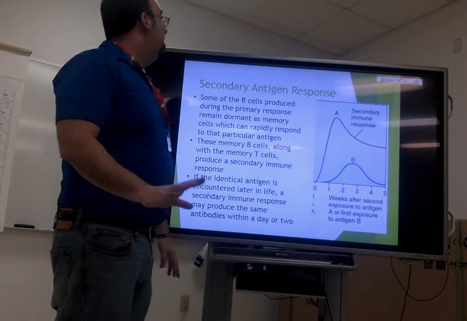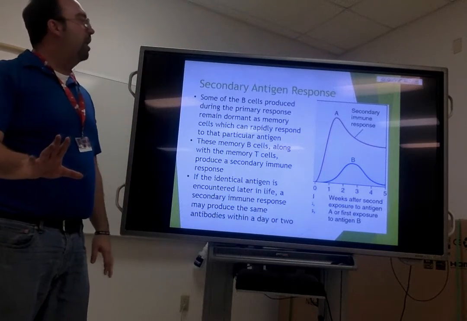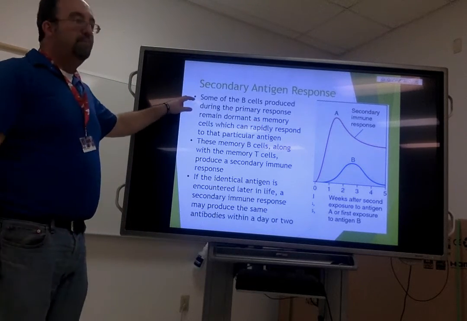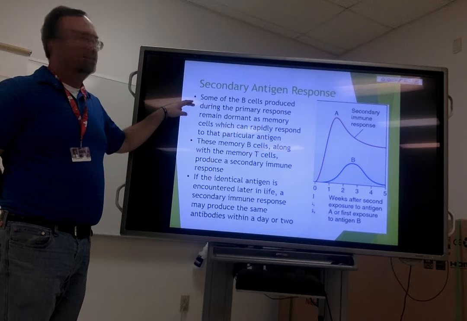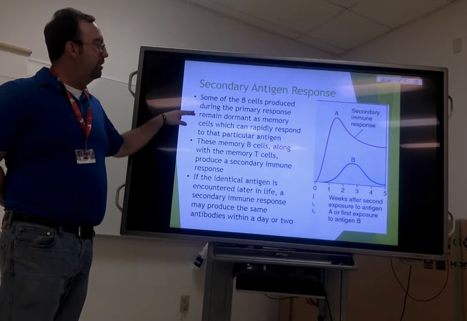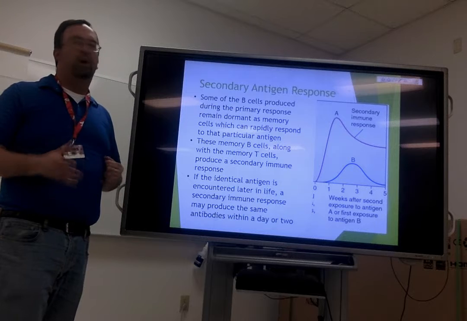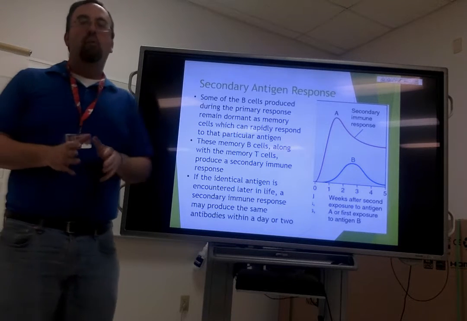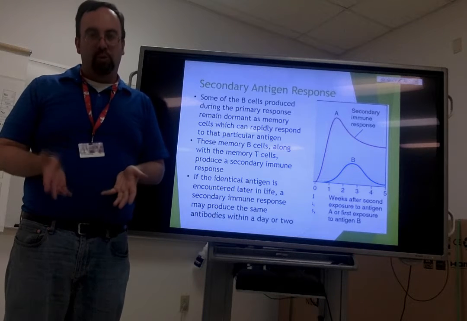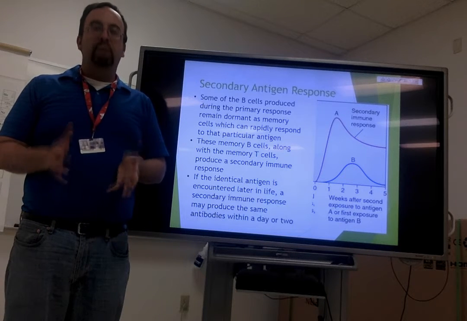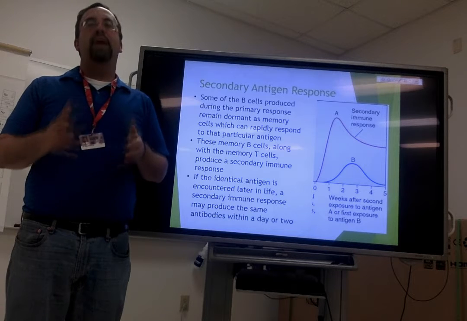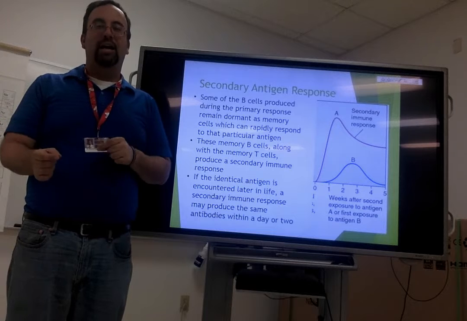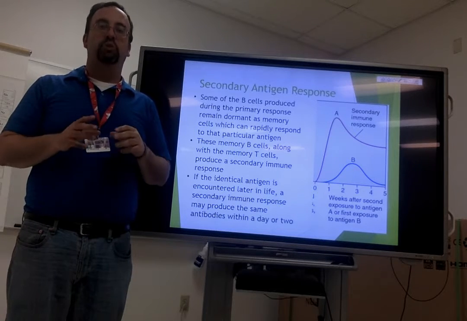All right. The secondary antigen response, this part right here, the much larger curve. Some of the B cells produced during the primary response remain dormant as memory cells, which can rapidly respond to that particular antigen. And so in the winter, when you get the flu shot, for example, which I'm hoping you are, there will be memory cells left behind so that if you happen to get the flu later on, your body will recognize it quickly and be able to mount an immune response.